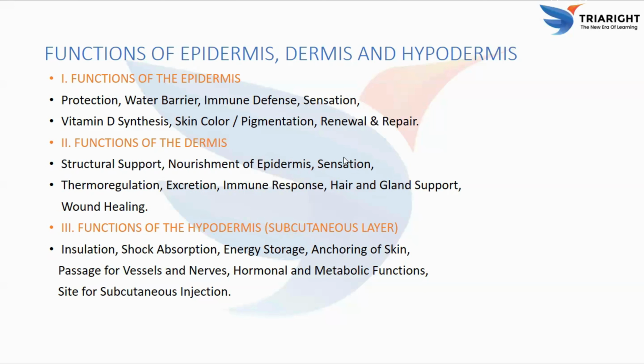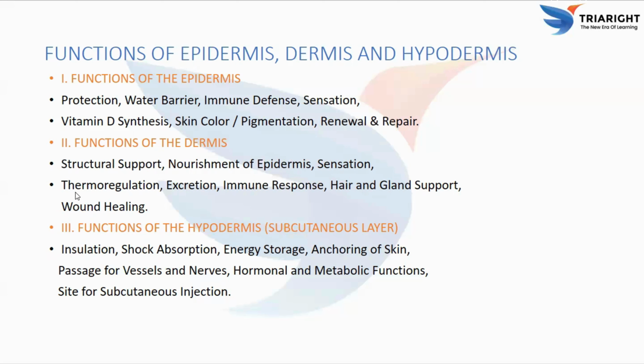The dermis contains various sensory receptors for sensation, like Meissner's corpuscles, which help in light touch. Pacinian corpuscles help in pressure and vibration. Ruffini endings respond to stretching of the skin, and free nerve endings play a role in pain and temperature.